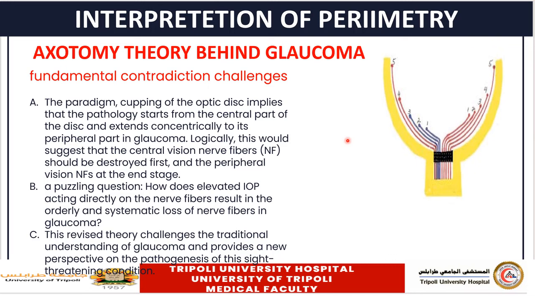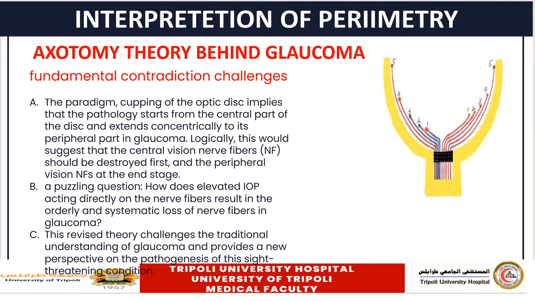Because when you look at this slide, this is the optic nerve, and these are the fibers from the retina. Now you can see that the fibers from the far peripheral part of the retina occupy the outermost part, facing the sclera. And when they turn 90 degrees to enter the optic nerve, they occupy the peripheral part of the optic nerve.